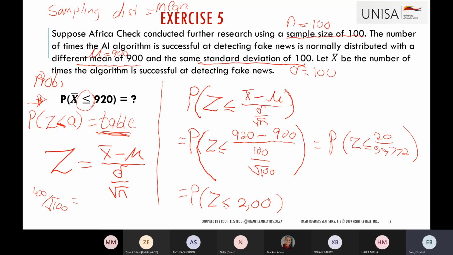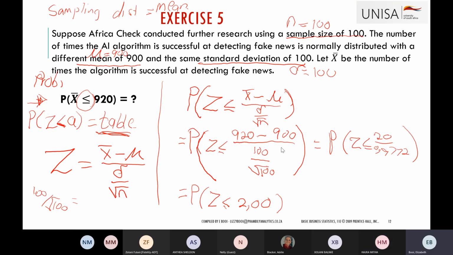We're going to leave our answer in 2 decimals because we always use 2 decimals when we go to the Z table. So let's go to the Z table and find our value. No, sorry, Lizzie. I meant that 0.9772 was the table value. I already calculated the 2.00. I went directly to the table.